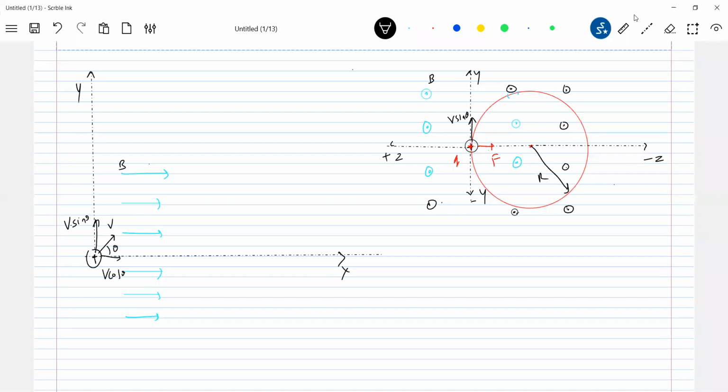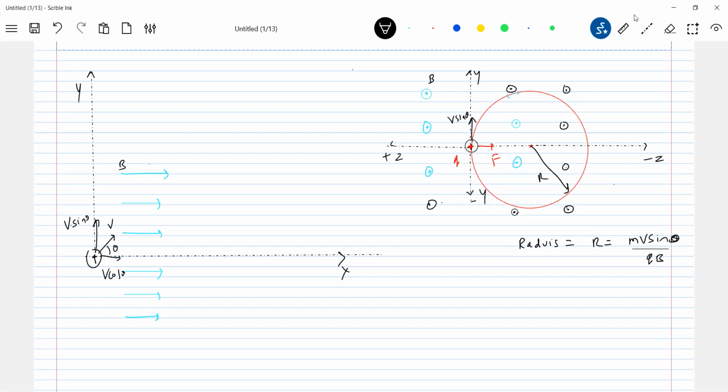First thing you make it. So what is the expression for radius? Radius r should be equal to m v sin theta by qB. Directly I'm writing it. This is the radius of the circular path. Because of v sin theta, it is going to make a circular path.